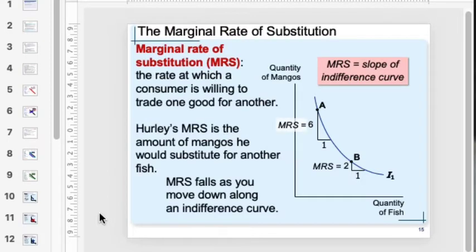So the slope of the budget constraint, we said, was the relative price. Now, when we're talking about indifference curves, we're saying that we want to substitute mangoes for fish. At point A, for an additional fish, we're willing to give up 6 mangoes, and this is called the marginal rate of substitution. The rate at which the consumer is willing to trade off one good for the other. How many mangoes are you willing to give up for an additional fish? If you recall, the slope of the budget constraint was the relative price.